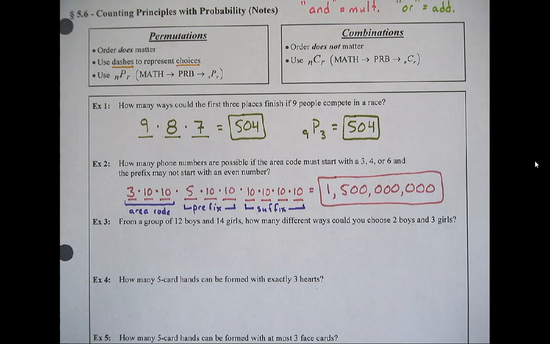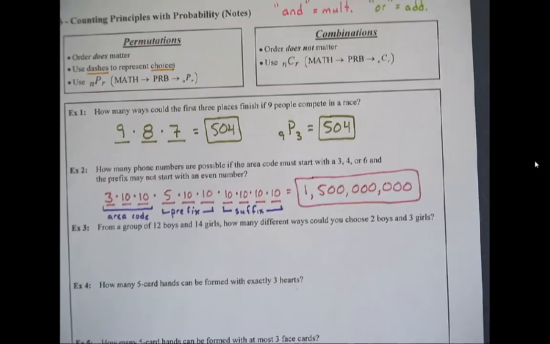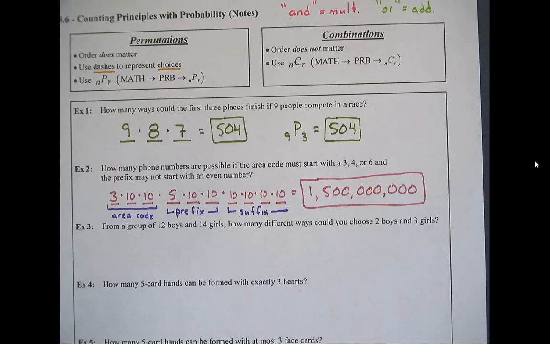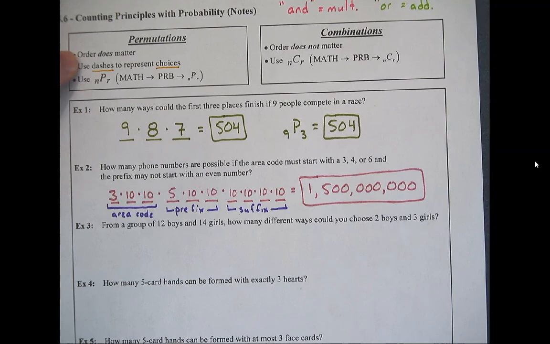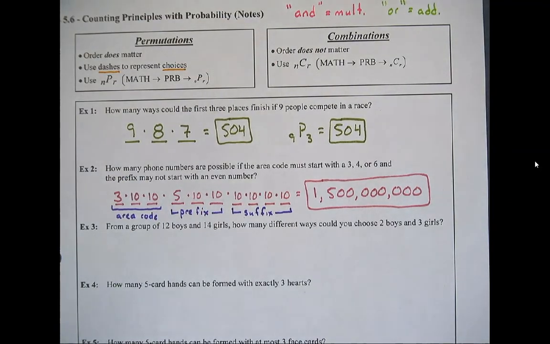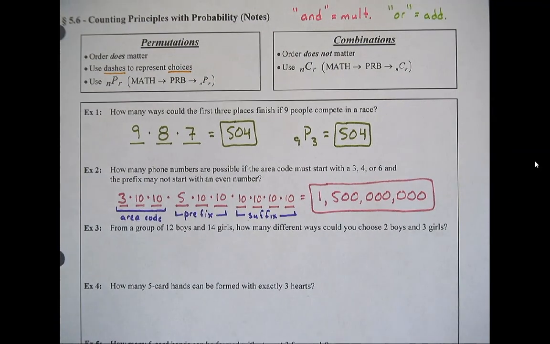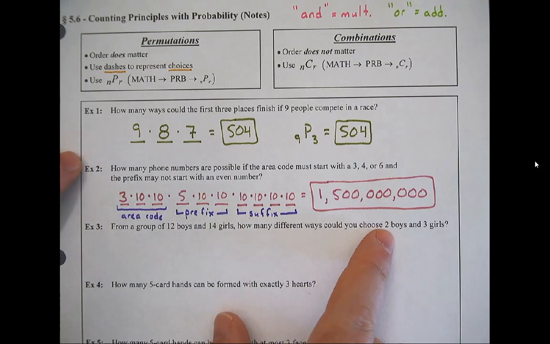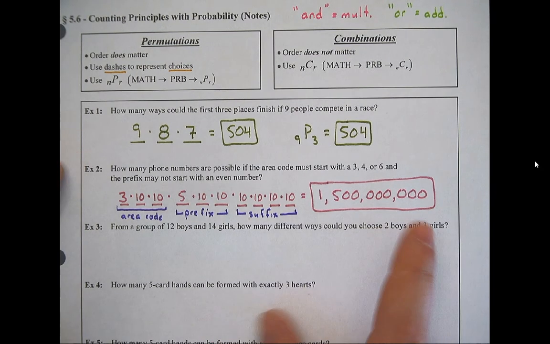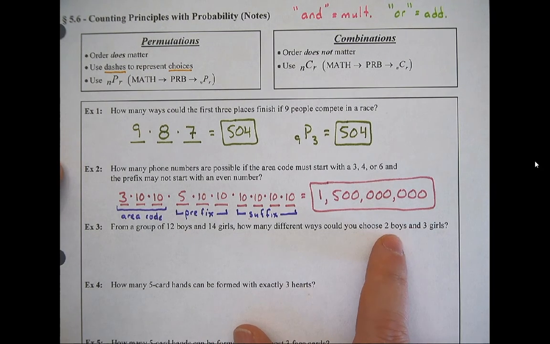Okay, so from a group of 12 boys and 14 girls, how many different ways could you choose 2 boys and 3 girls? So let's first decide, is this going to be a dash where order matters, or is this going to be an nCr where order does not matter? So it just says you're choosing 2 boys and then you're choosing 3 girls. If you're the first boy picked or if you're the second boy picked, does it matter? I mean, think about it.